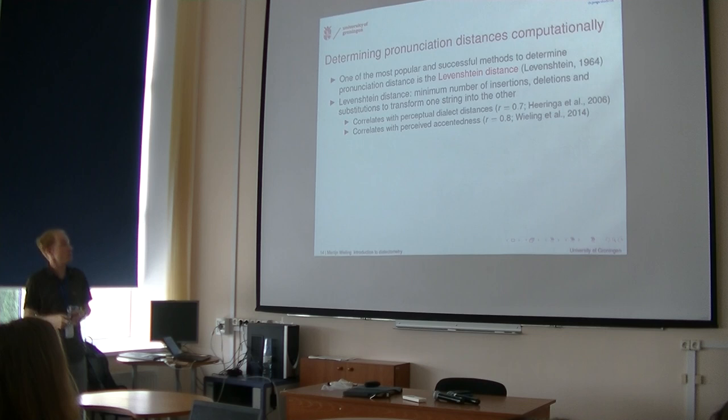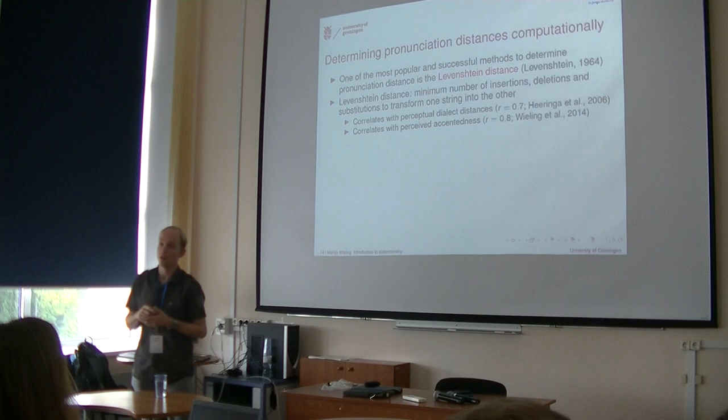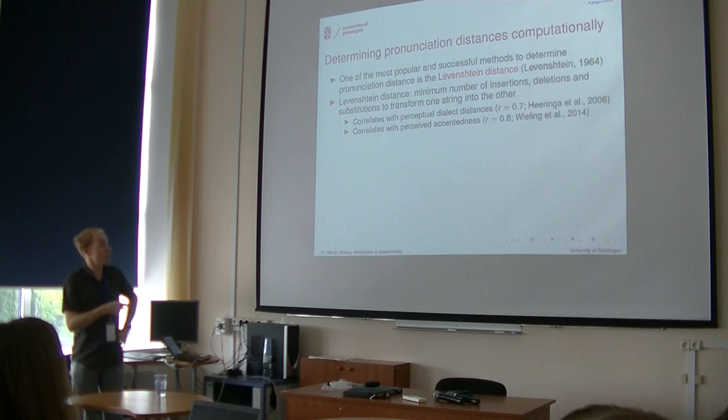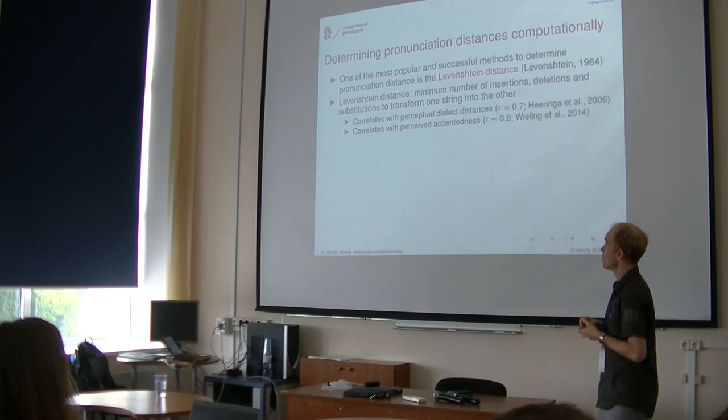So, this paper was written in about 1964, and it's also called the edit distance. It's simply the minimum number of insertions, substitutions, and deletions to transform one string, which can be in phonetic segments, but it can also be simply an alphabetic string, or a Cyrillic string, into the other. I will give you an example of the Levenshtein distance, but it's important to note that this measure, which is relatively simple, simply denotes how different the pronunciations are in terms of their segments.